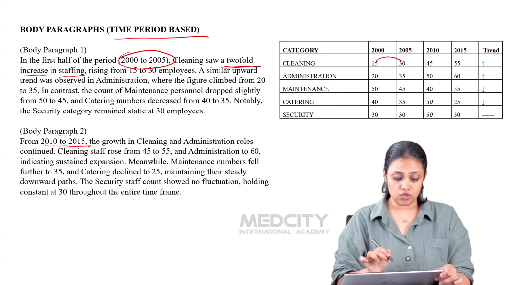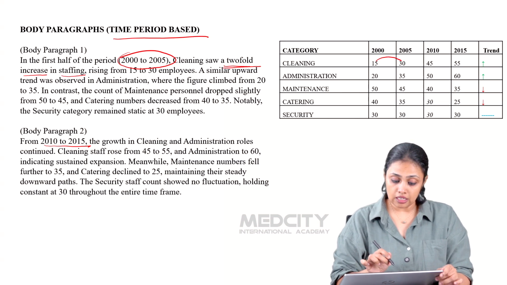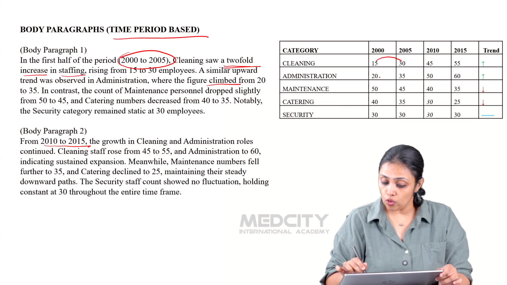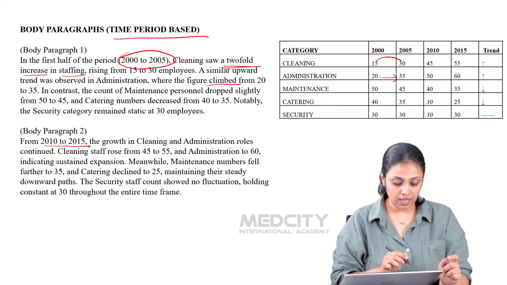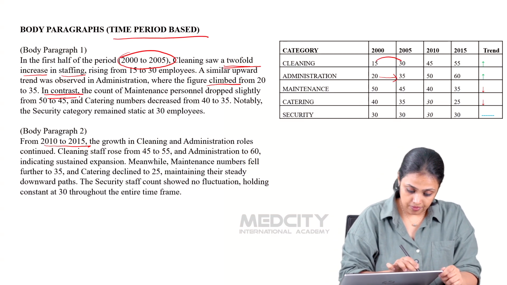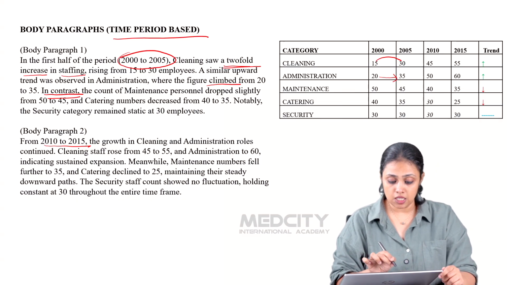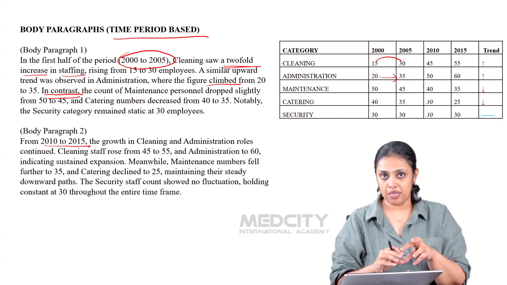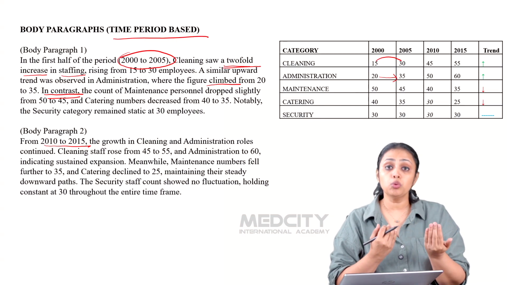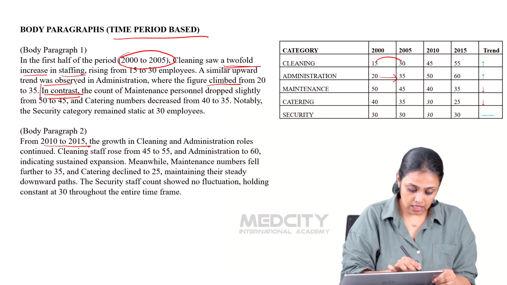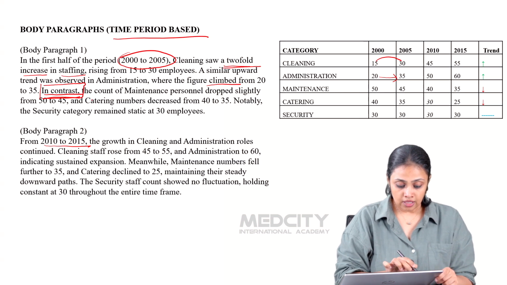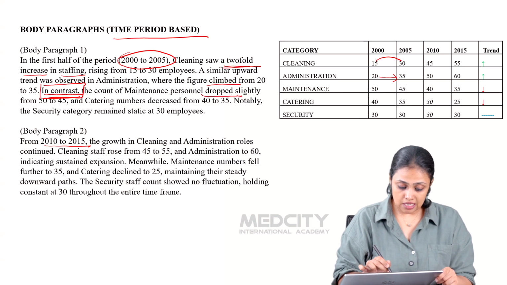A similar upward trend was observed in administration, where the figure climbed from 20 to 35. Here we cannot say a 2-fold increase because it has not doubled exactly. Okay, so we have used that climbed from 20 to 35. In contrast, the count of maintenance personnel dropped, because here it is not trend based. Here we have made the 2 body paragraphs on the basis of time period. So we are able to do a comparison here. Now in contrast, initially we mentioned about the increasing trend. Now we are coming to that declining trend. The count of maintenance personnel dropped slightly.